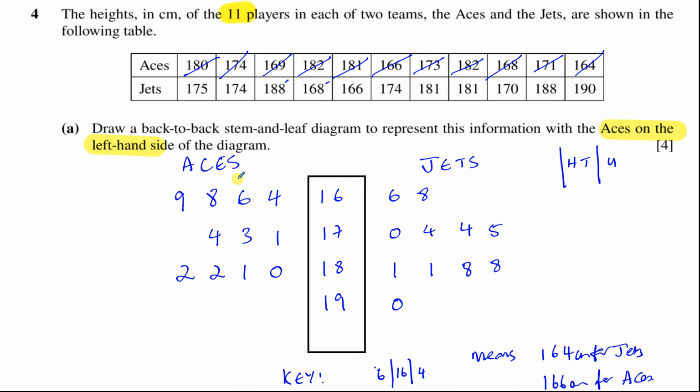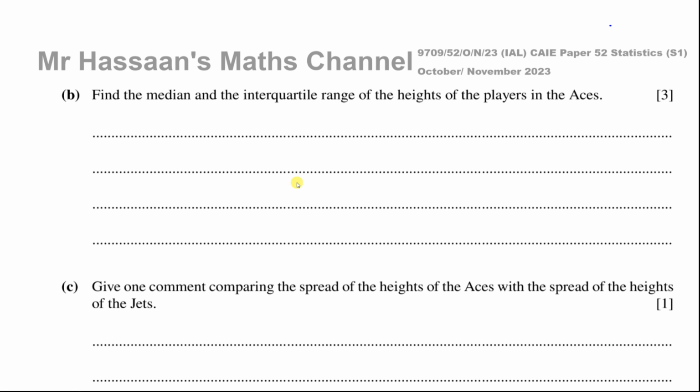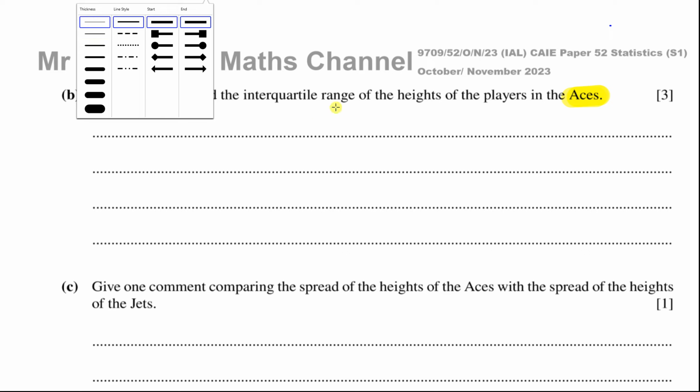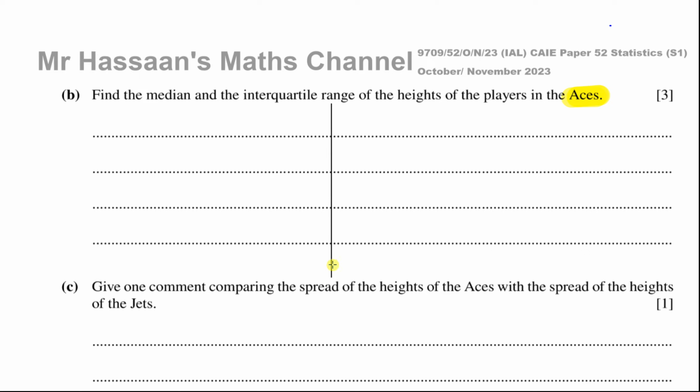All right, so now part B, it says find the median and interquartile range of the heights of the players in the aces. Okay, so we've got to look for the median and the interquartile range in the aces. All right, now there's different methods that are used to find the quartiles and the median, which is taught in different ways. Okay, so I'm going to show you 2 different ways here, in case you've been taught in certain ways.